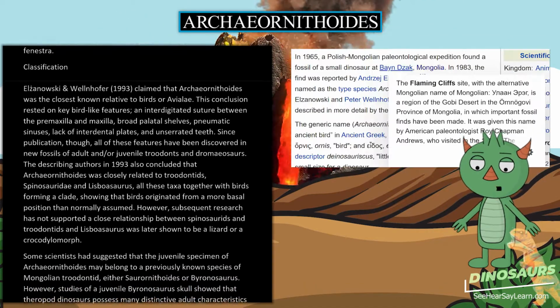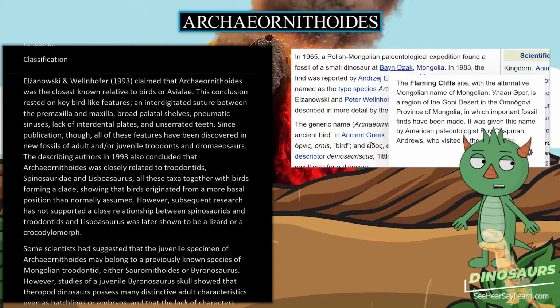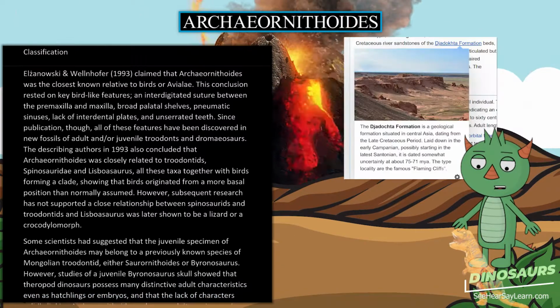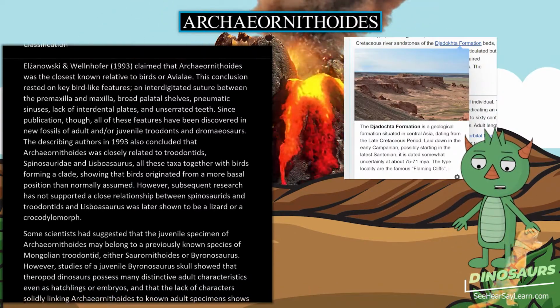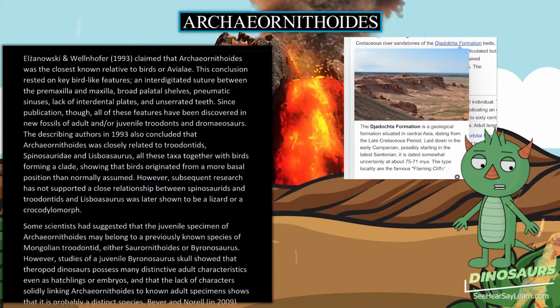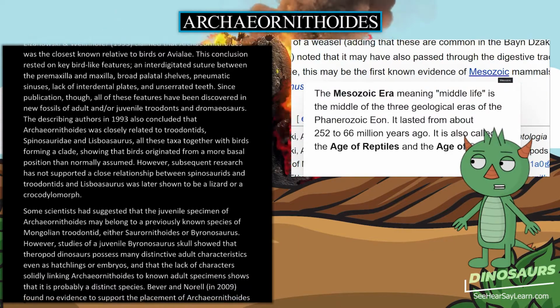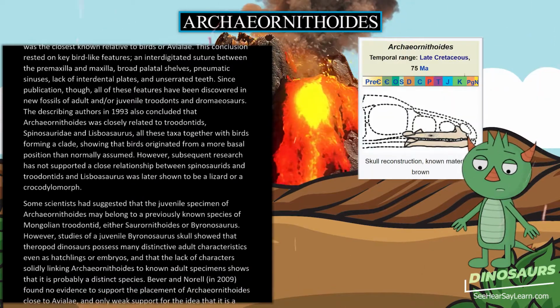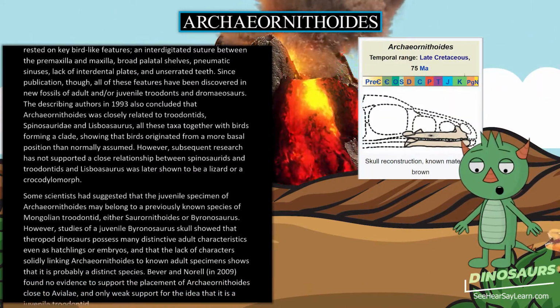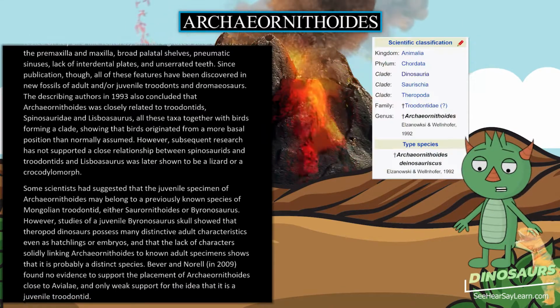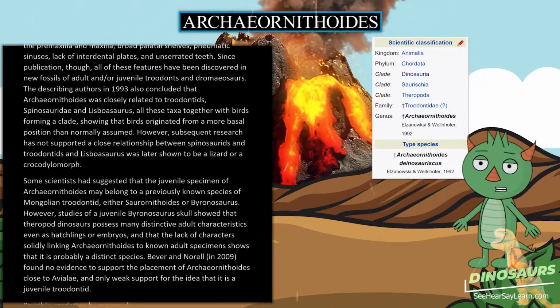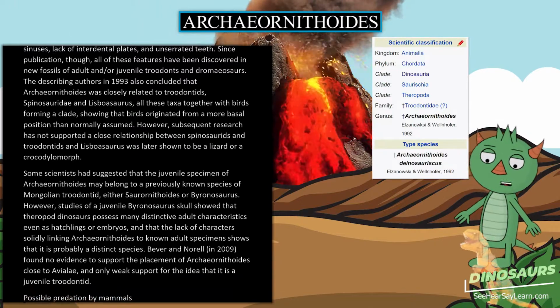dromaeosaurs. The describing authors in 1993 also concluded that Archaeornithoides was closely related to troodontids, Spinosauridae and Lisboasaurus, all these taxa together with birds forming a clade, showing that birds originated from a more basal position than normally assumed. However, subsequent research has not supported a close relationship between spinosaurids and troodontids, and Lisboasaurus was later shown to be a lizard or a crocodylomorph.